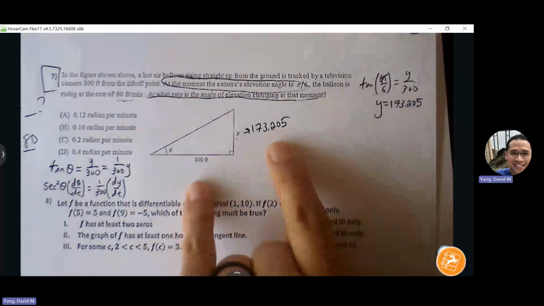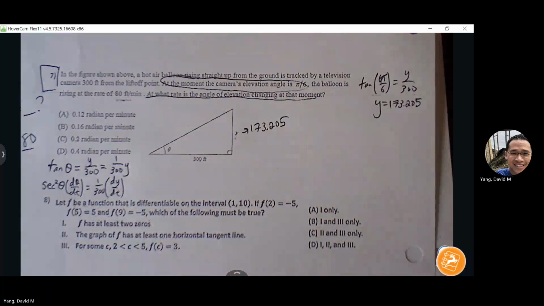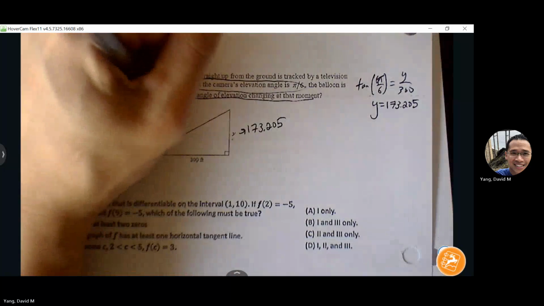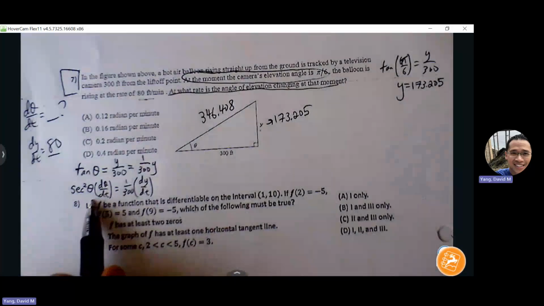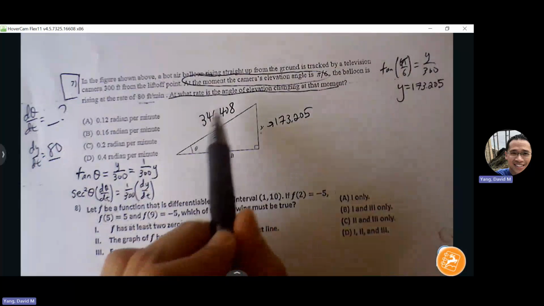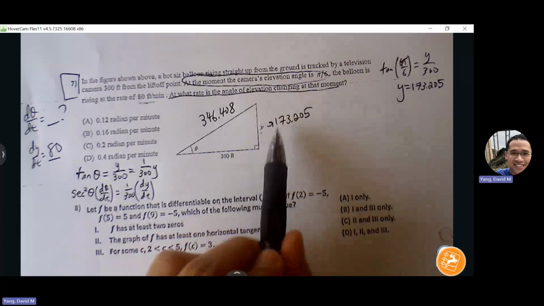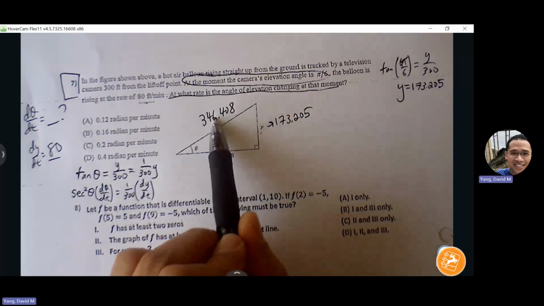And then the Pythagorean theorem can help me find my hypotenuse, a squared plus b squared equals c squared. Ends up giving me 346. So I can find an entire replacement for secant of theta. What's the relationship for secant? Hypotenuse over adjacent. Okay.